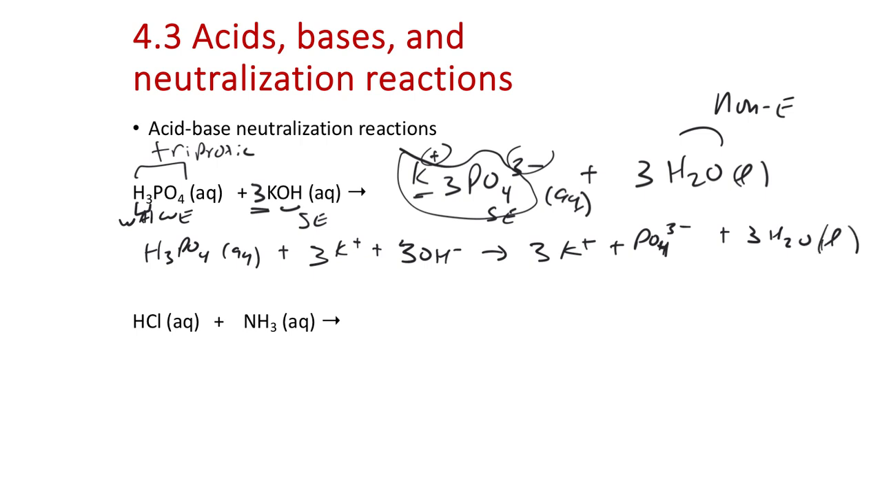Again, I could put aq tags for all the ionic species, but anytime I have an ion, it has to be dissolved in water. So of course our ions are aq, so I'm just neglecting writing all those aq tags. Then I only have one spectator, that's the K plus. And so then my net ionic equation would be H3PO4 plus 3 OH minus goes to the phosphate ion plus 3 waters.